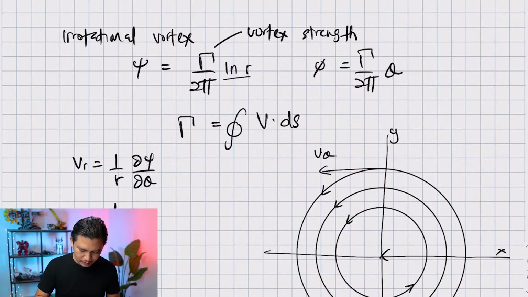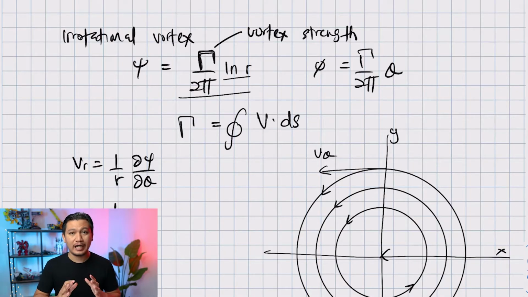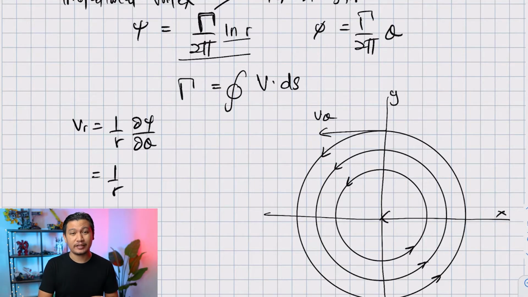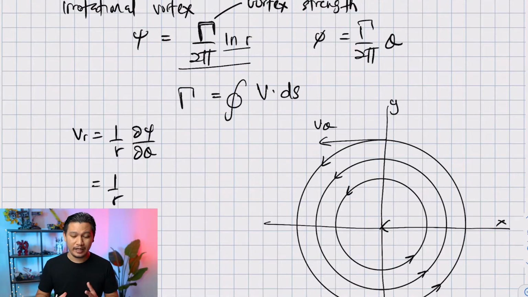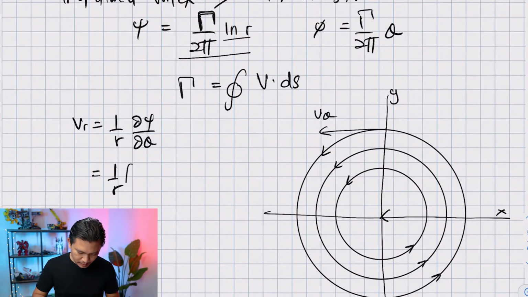Psi is gamma over 2 pi ln r. Let's not mistake this gamma with r. Gamma is the vortex strength and r is the radius. And for this equation, this becomes 0. So as expected, our radial velocity is 0.